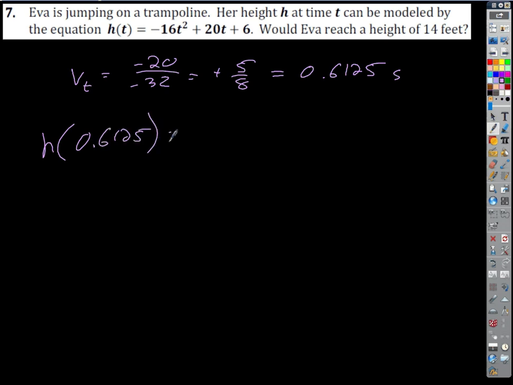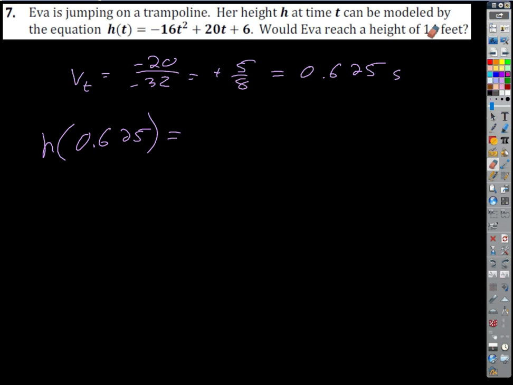Okay, and if we plug that back into the function, h of 0.625 is going to give us back some value if I plug that in. It's just 625. So 625, yeah, you're right. If I plug that back into the function, that's going to give me the height. And so let's say that height is bigger than 14, is she going to get that high then? No. So if the y coordinate of the vertex, the h coordinate of the vertex is like 14.5, is she going to reach a height of 14?